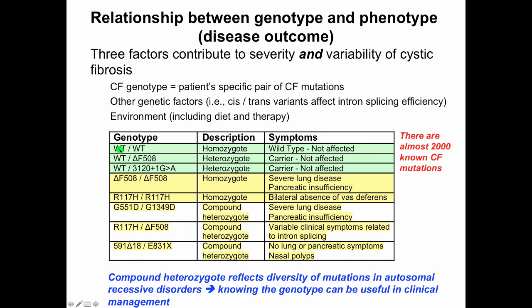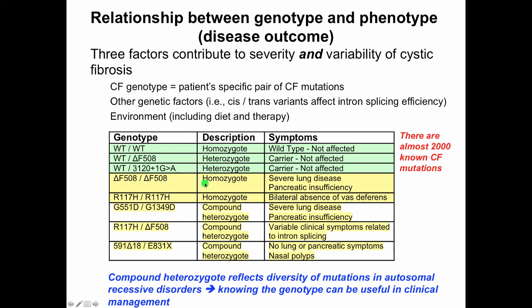An individual that's wild type or homozygous would not be affected, obviously. Here's an individual that's heterozygous, but this person is a carrier because one of the alleles is the wild type, the other allele is this mutation, the so-called delta F508. This happens to be a phenylalanine deletion at position 508. You don't have to know that, but this person is a carrier. They're not affected. Here's another carrier. Again, not affected because one of the alleles is a mutated allele, but the other allele is the wild type allele.